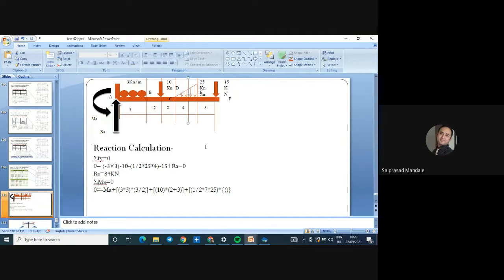3 by 4. You are on the track, but the answer is wrong. 3 by 4 means 3 by 4 of the length. It is 2L by 3. From this end, it is acting at 2L by 3. So it is 2 into L, L is 4, by 3, plus.